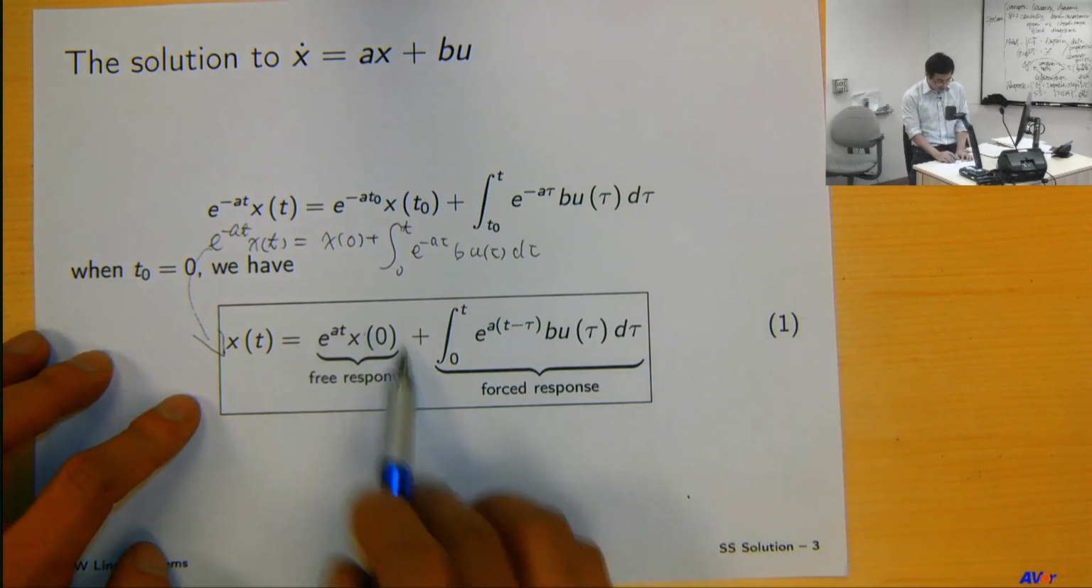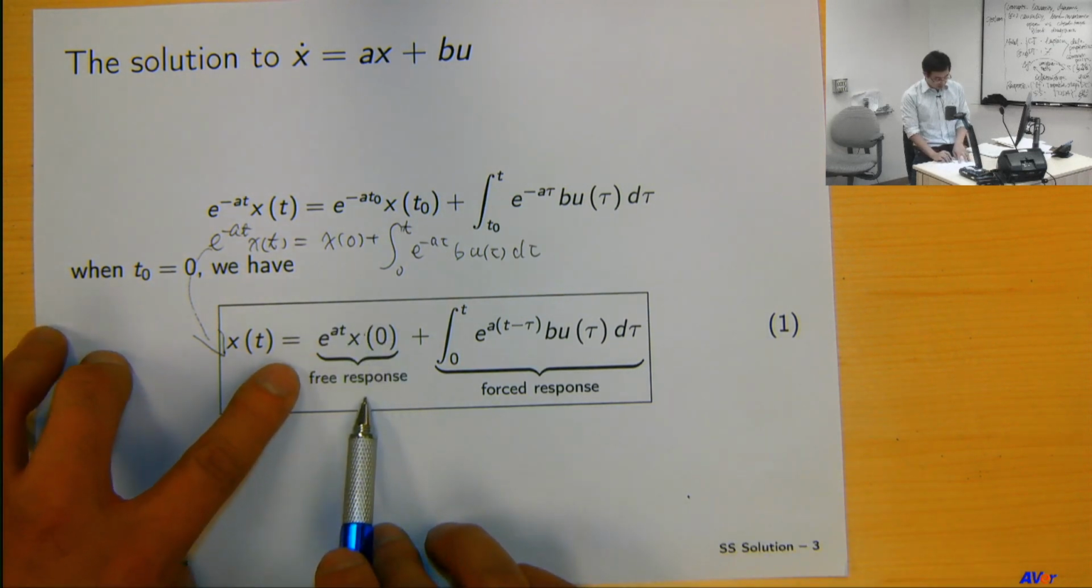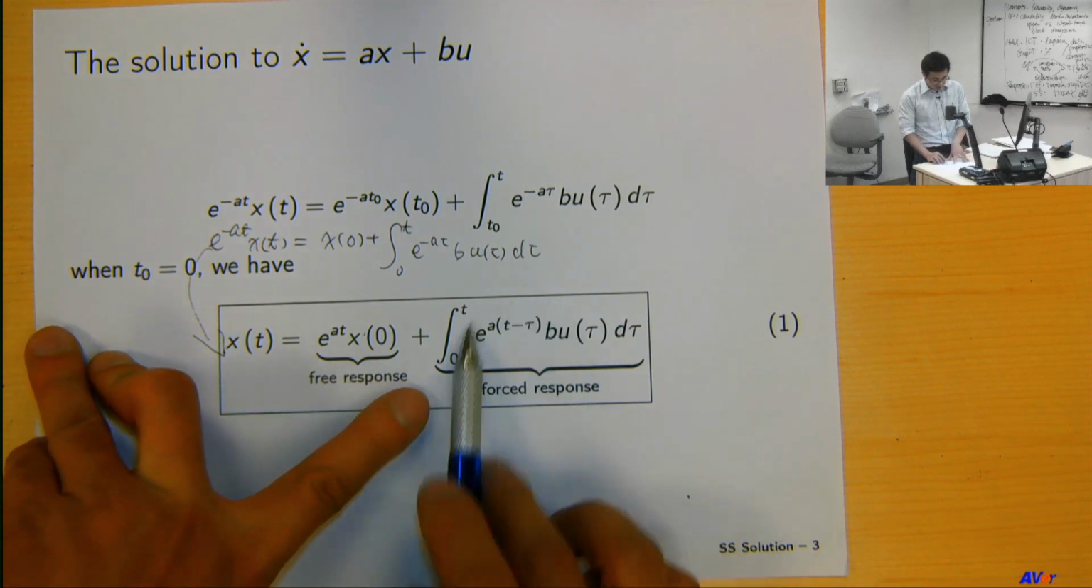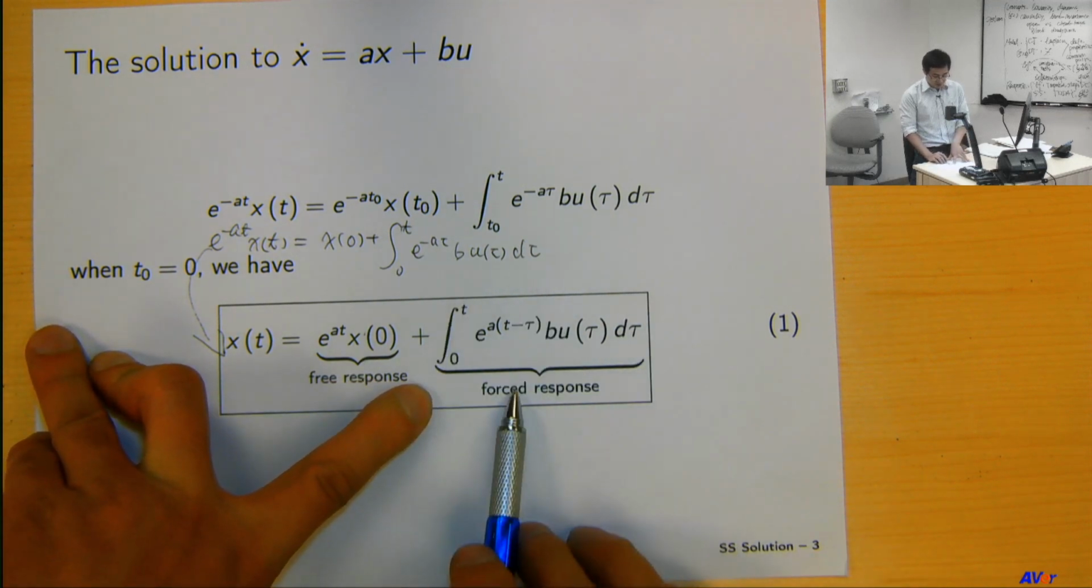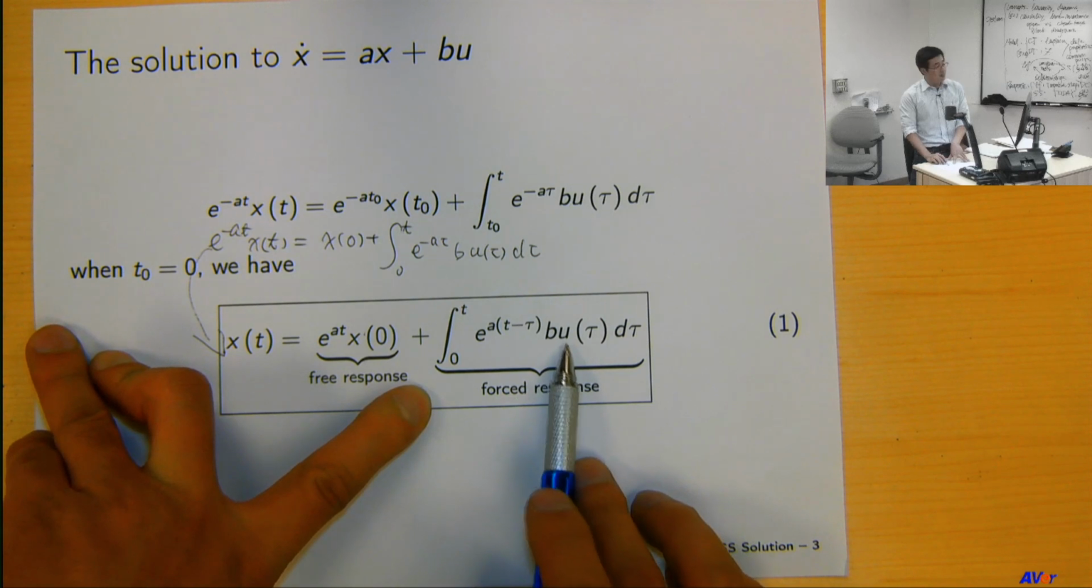So this is the free response. It depends only on the initial condition. And then this part is the forced response. It's the response after you apply an input, an external input.